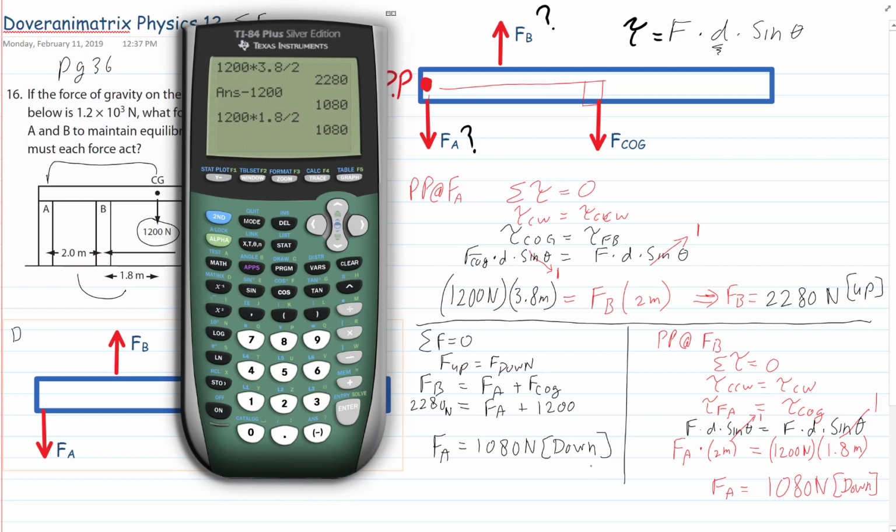Whatever way you want to do it. And if you do it both ways, it's a good check.